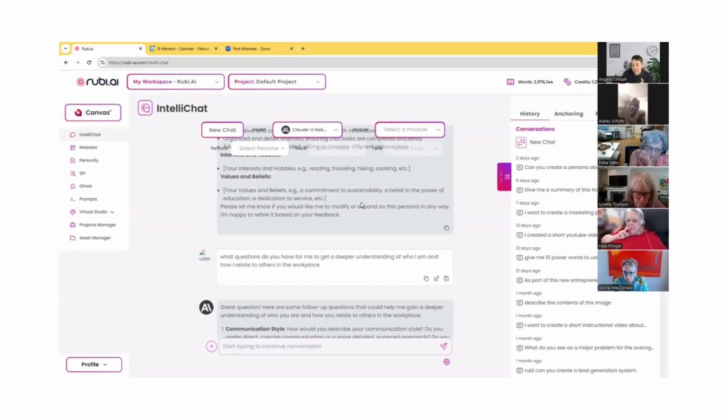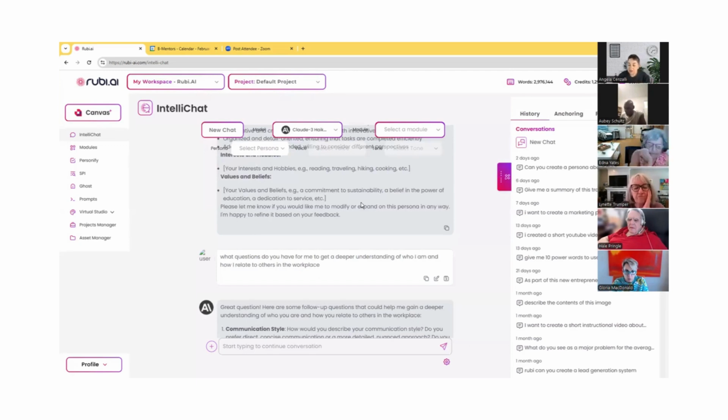And a tip I have for all of you is that regardless of the information that you get when you query your chats, ask more questions. You've probably heard me say this 100 times. Just like when you're talking to your prospects, how do you give them the best information? You've got to ask questions. How am I going to get the best information? I'm going to ask questions, but I don't know what to ask. So I said to her, what questions do you have for me to get a deeper understanding of who I am and how I relate to others in the workplace?